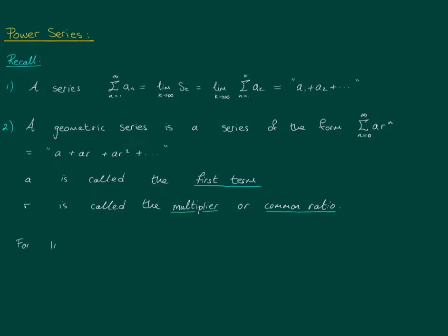Now we showed before, for absolute value of r less than 1, this series converges. And in particular, it converges to a over 1 minus r. We also showed for absolute value of r greater than or equal to 1, this series, a r to the n, does not exist, i.e. the limit does not exist. If you keep adding up more and more terms, this limit does not exist. You can say the series does not converge. Okay, so let's start a new page.